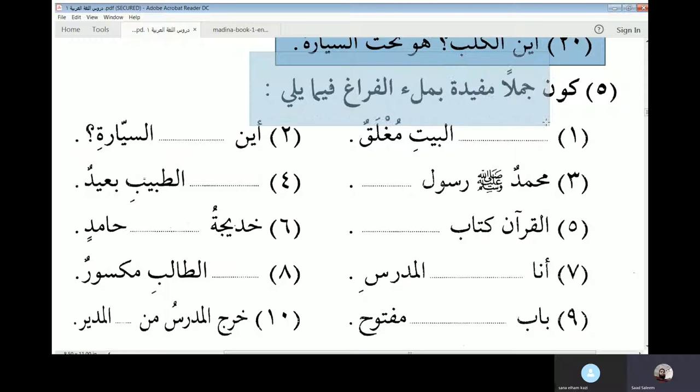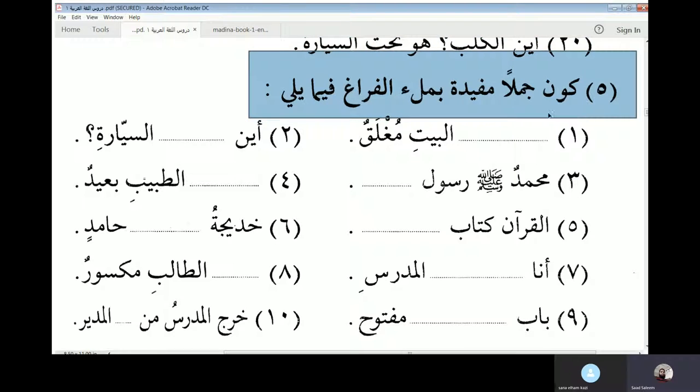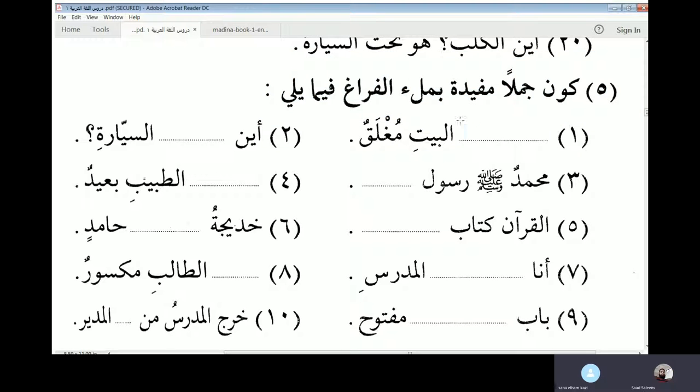Kawwin jumalan mufidatan bimal il faragi fima yali. Make meaningful sentences by filling the blanks below. Okay. First five. So the first would be babul bayti mughlaqun. The door of the house is closed.